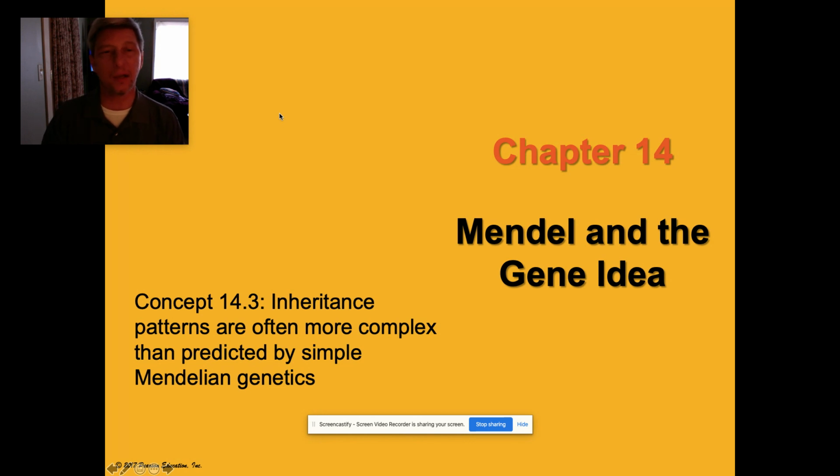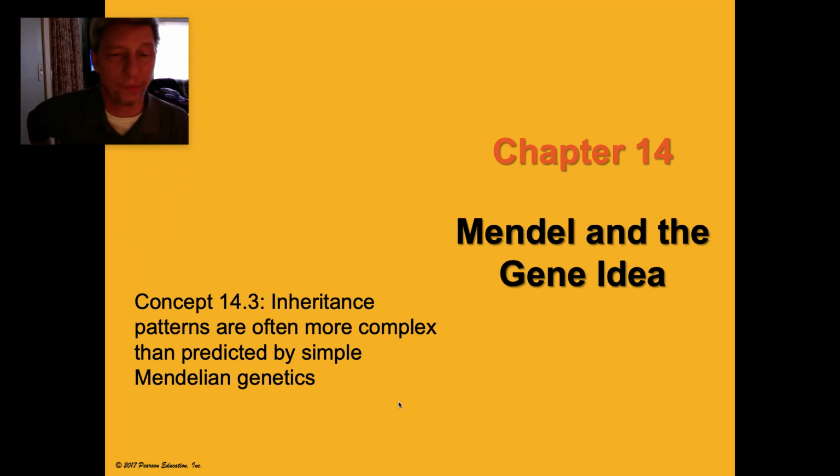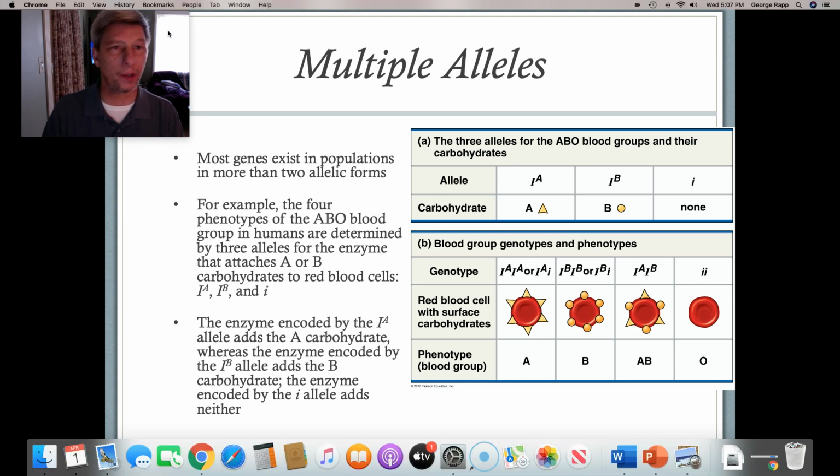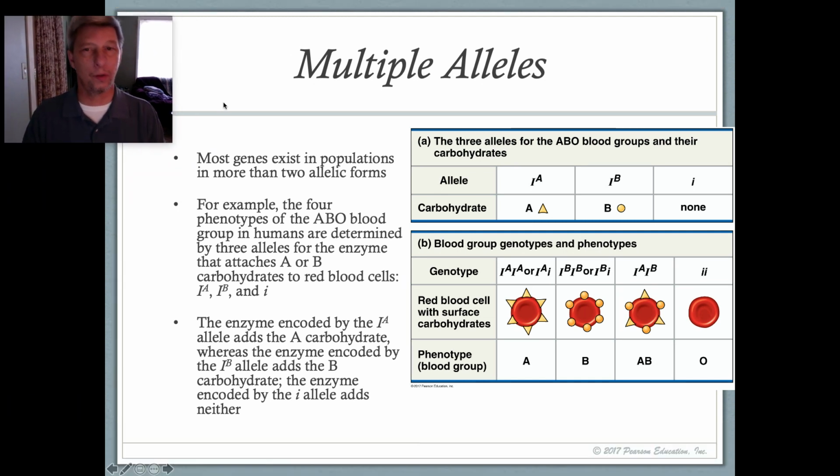This is the second of the two videos that I'm going to be making for today's lesson on concept 14.3. Inheritance patterns are very often more complex than even Mendel would have predicted based on his statistical analyses. Now, one example in particular of this kind of thing is multiple alleles.